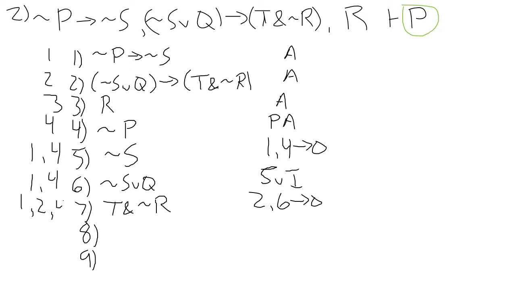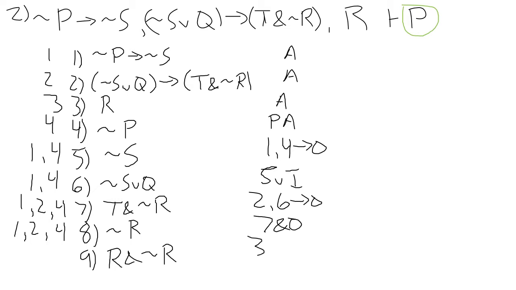1, 2, 4. And we're still looking for a contradiction. Well, we can get a contradiction by removing the tilde R out of 7, and then putting that with our R in line 3. So that's going to be 3 and 8, and in. 1, 2, 3, 4. And just one extra line because if we got a contradiction, depends upon our PA, so we can tilde out on our PA.